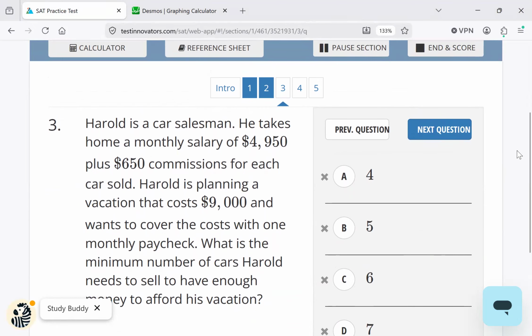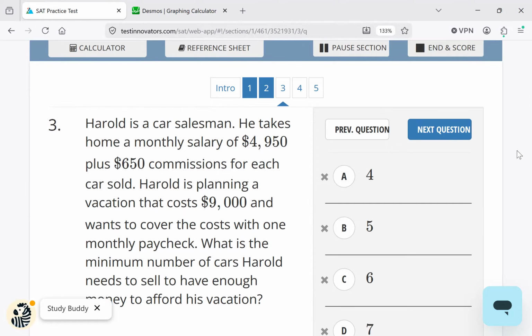Okay, so question 3 says Harold is a car salesman. He takes home a monthly salary of 4,950 plus 650 commission for each car sold. Harold is planning a vacation that costs exactly 9,000 and wants to cover the cost with one monthly paycheck. What is the minimum number of cars Harold needs to sell to have enough money to afford his vacation?